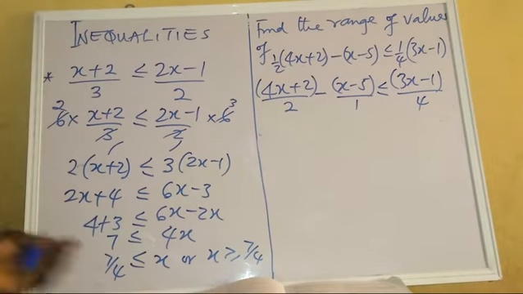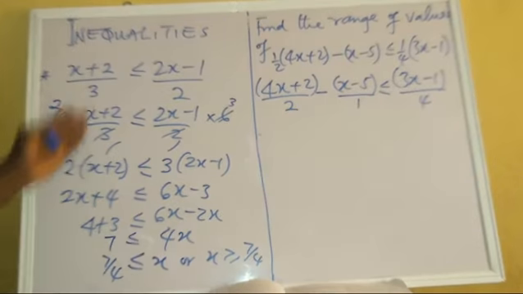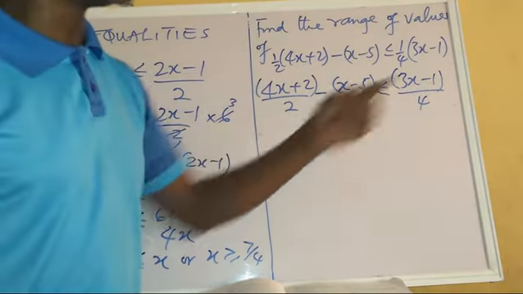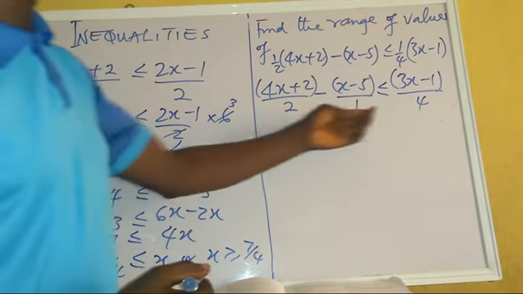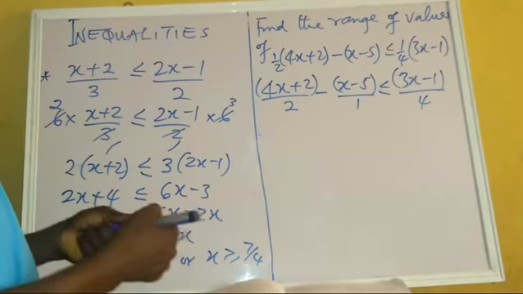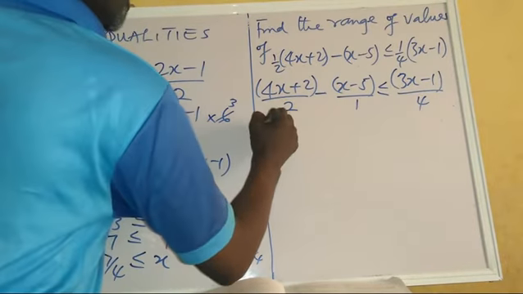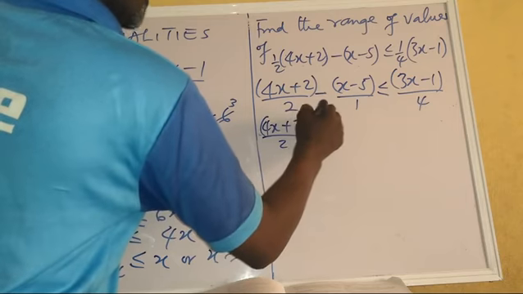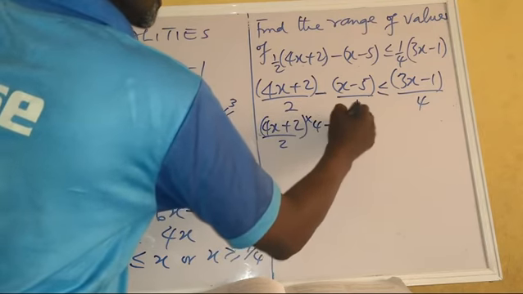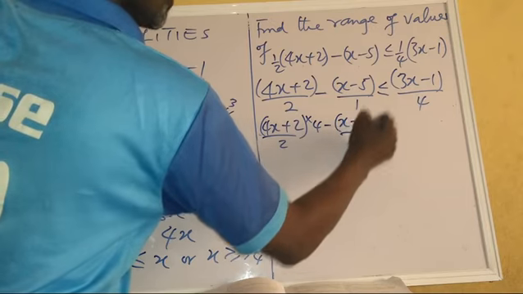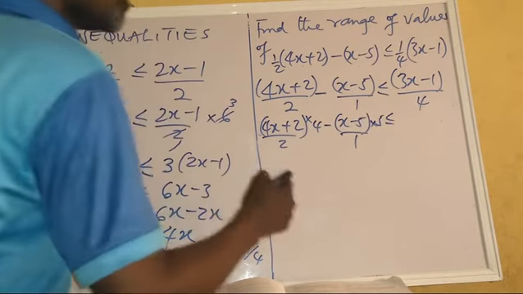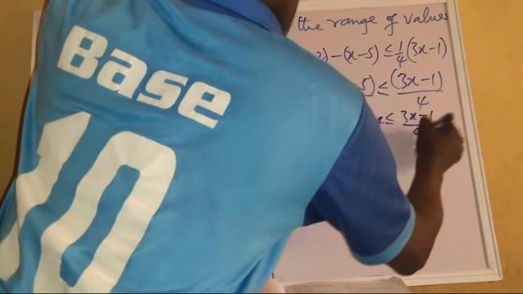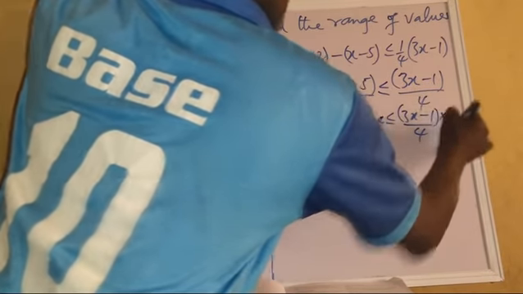So what you now actually need to do is to cancel the fraction, just like the previous example. To cancel the fraction, you look for the LCM of the denominators. So 4 and 2, the LCM is 4. So everything must be multiplied by 4. It means (4x + 2)/2 times 4, minus (x - 5)/1 times 4, less than or equal to (3x - 1)/1 times 4.